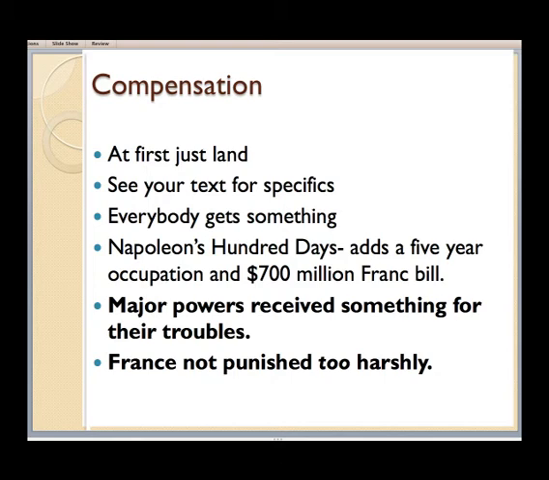There are some conflicts and almost a war that takes place as the Prussians and Russians are looking to get more. The French, the British, the Austrians will side together. War will be averted, and they'll be able to work their details out. After Napoleon's 100 days, they add a 5-year military occupation on the backs of France, which they'll have to pay for with a 700 million franc indemnity. Here's the basic big idea set up, though. Major powers are getting something for their troubles. You don't want to punish France too harshly because you don't want to create a nationalist powder keg.